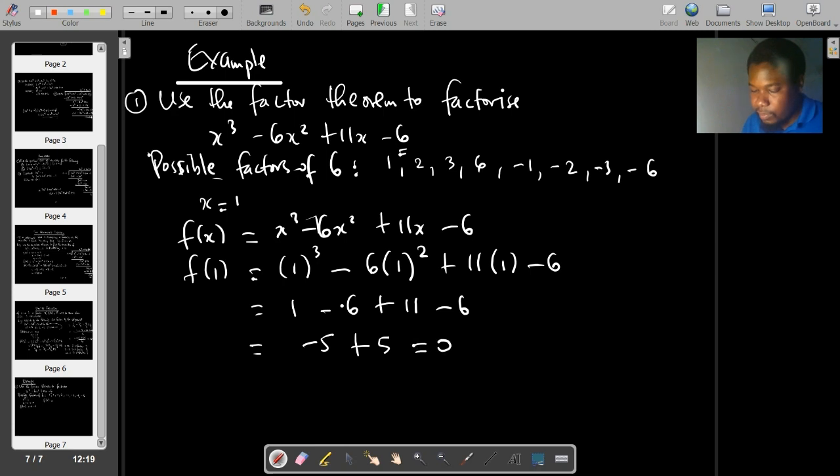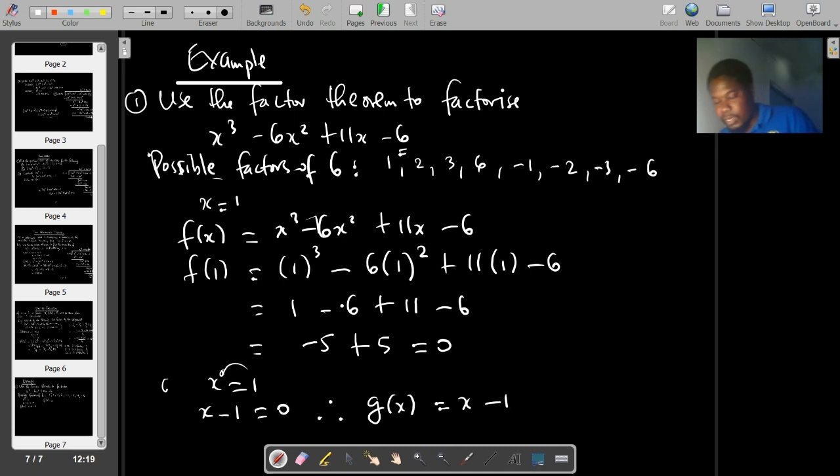This gives us 0. Therefore, x equals 1 gives us a factor, because if we substitute 1 into that, it gives us 0 as a remainder. So we move the 1 to this side, x minus 1 equals 0. Therefore, the factor is g of x equals x minus 1. This is our first factor. From there, let's try out f of 2.